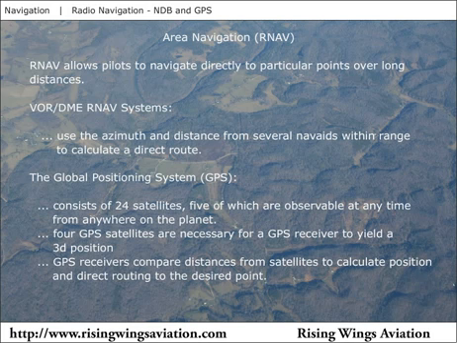The GPS receiver compares distances from orbiting satellites to calculate the airplane's position, and the display allows for the direct navigation to a specific point.